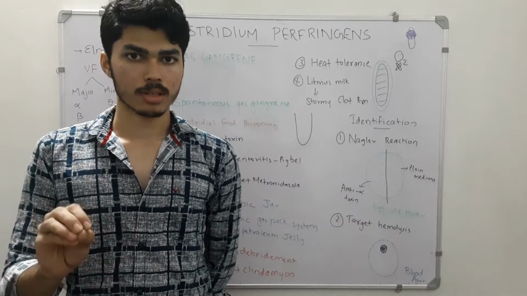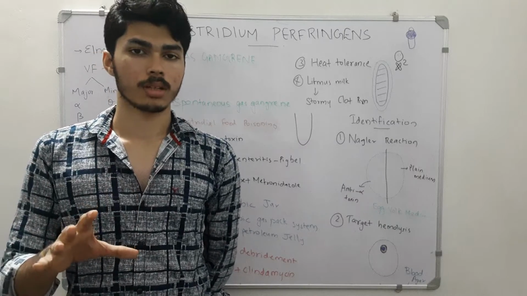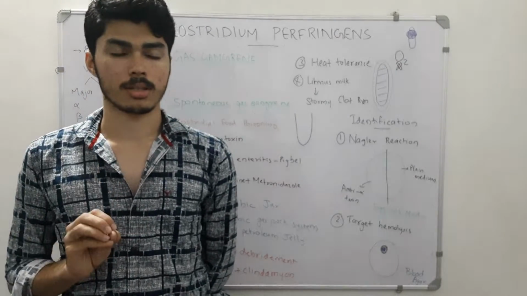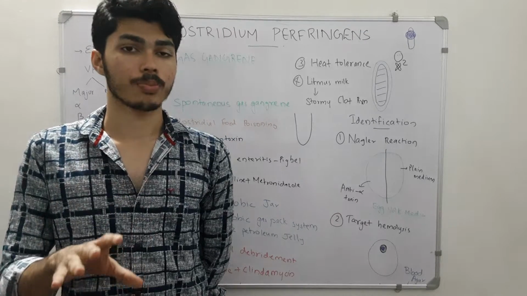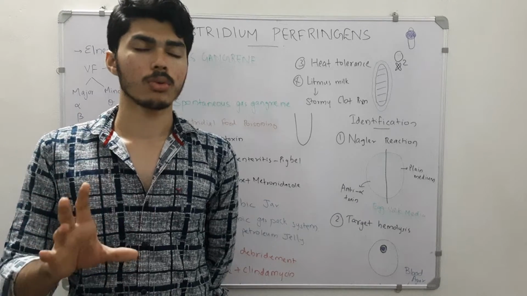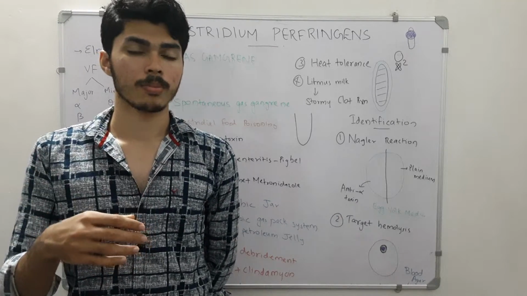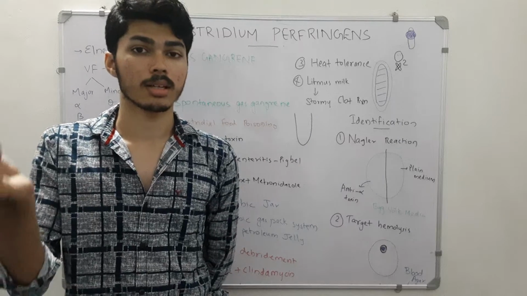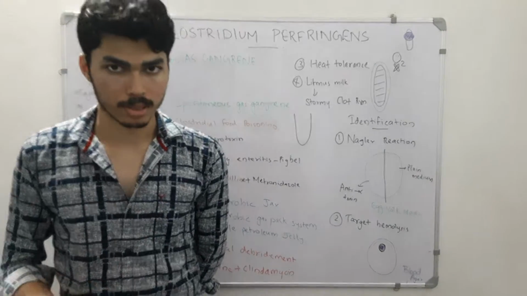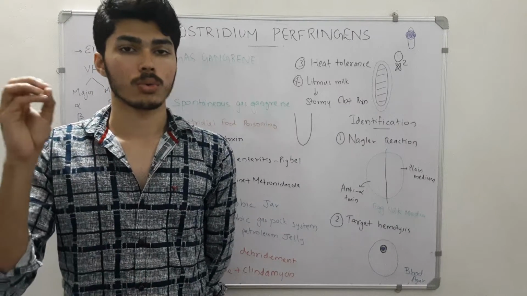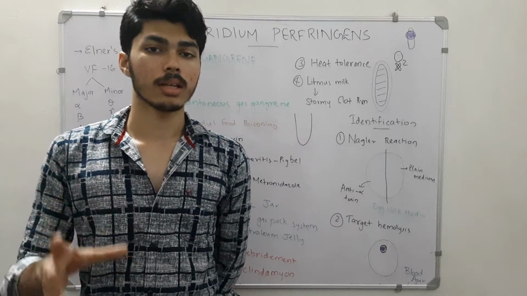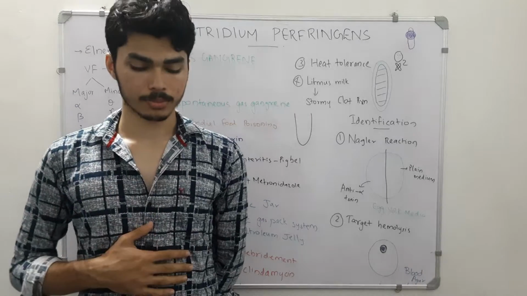So at first we will be studying the general properties of Clostridium perfringens. Then I will go into how we can identify Clostridium perfringens, and then a few words about gas gangrene and the food poisoning by certain enterotoxins that are produced by this Clostridium perfringens, and how we can treat it by using antibiotics. So this I will be explaining in this class.